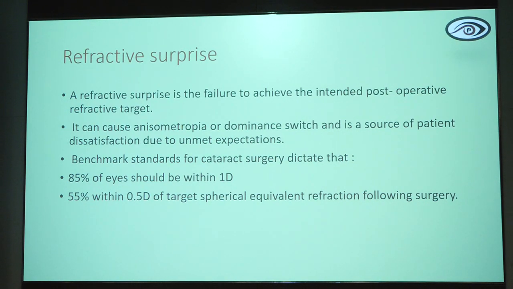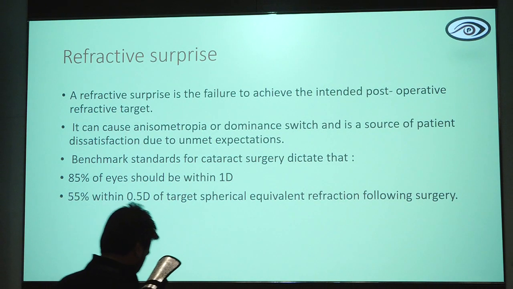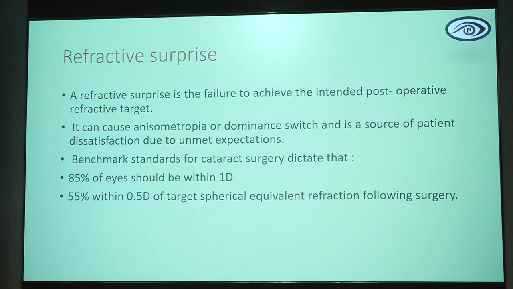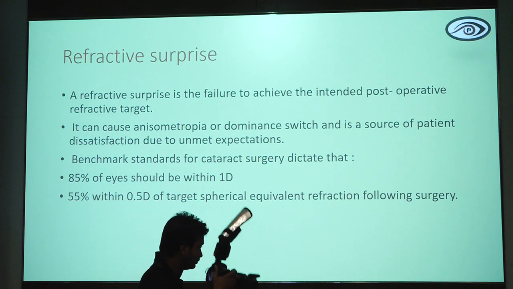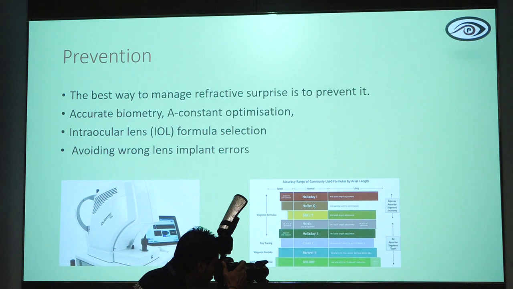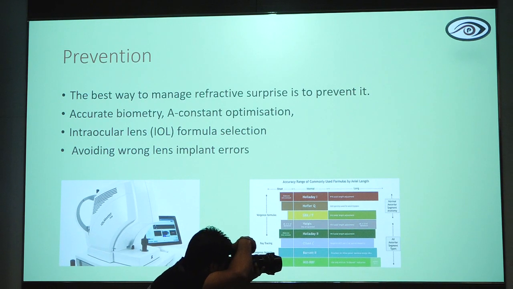So what is the benchmark? I think 85% of eyes should be within one diopter, or 55% within 0.5 diopters, of target spherical equivalent refraction following the surgery. So your biometry has to be dead accurate. So let me come to the prevention.